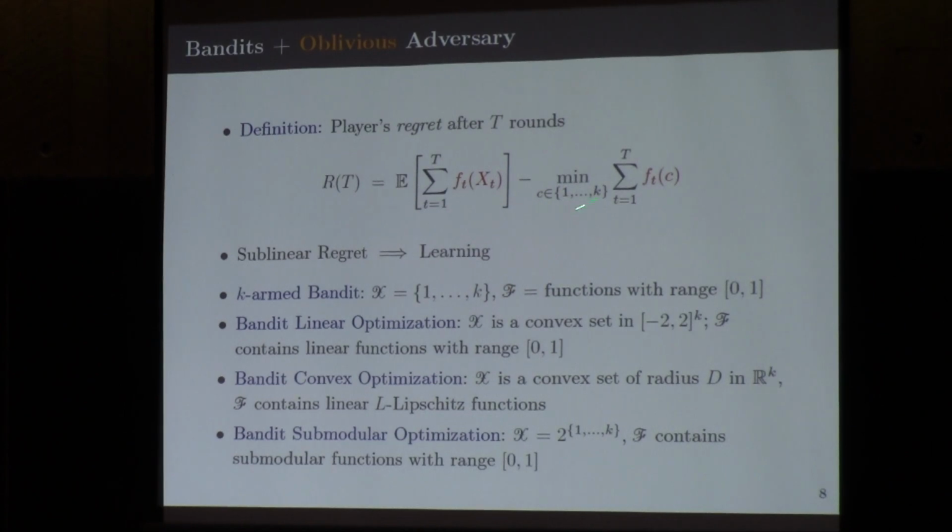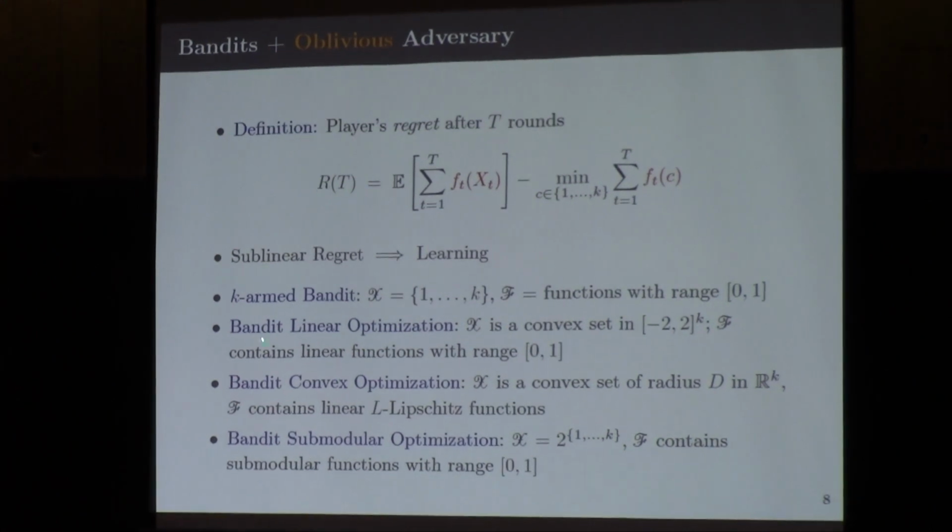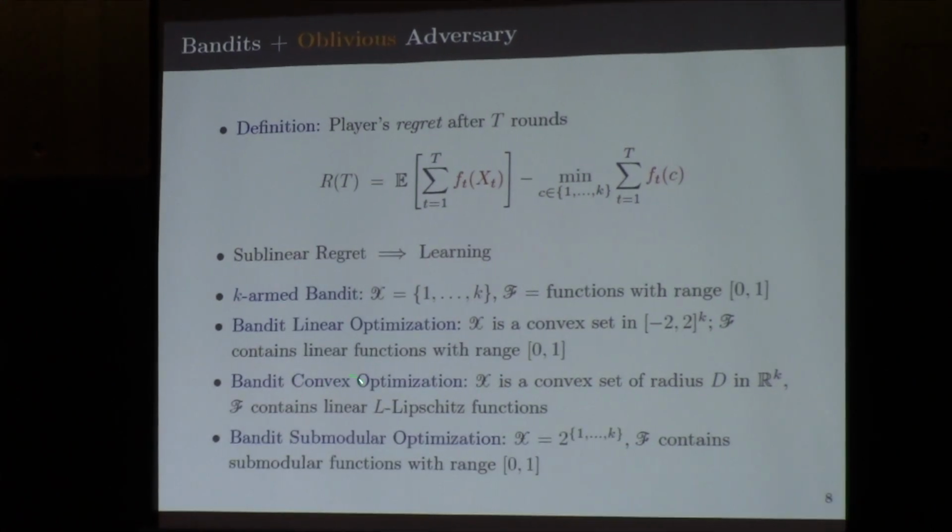So min over C over arms 1 through K of cumulative losses f_t(C). And we say that there is sublinear regret, if this quantity is sublinear, then it amounts to learning. Right? And this generalizes various cases that have been studied. So K-armed bandit, as we discussed, but also bandit linear optimization, convex optimization, submodular optimization for different choices of the action set and the loss functions.